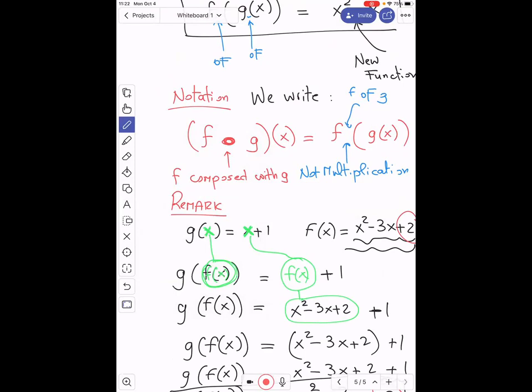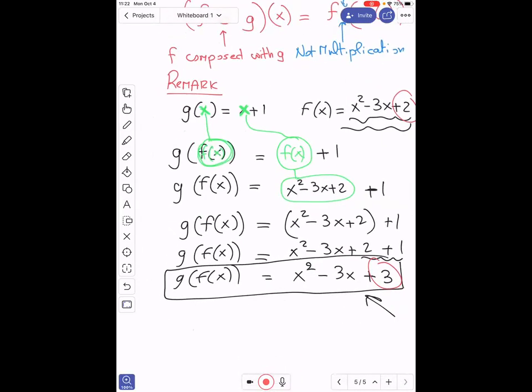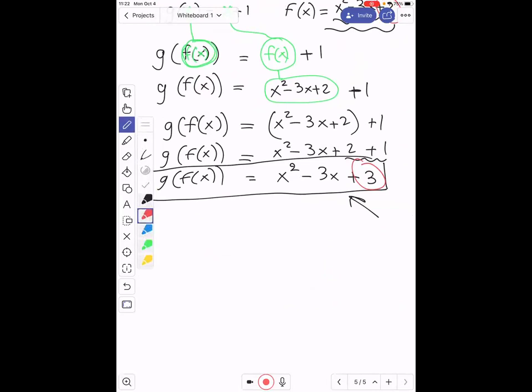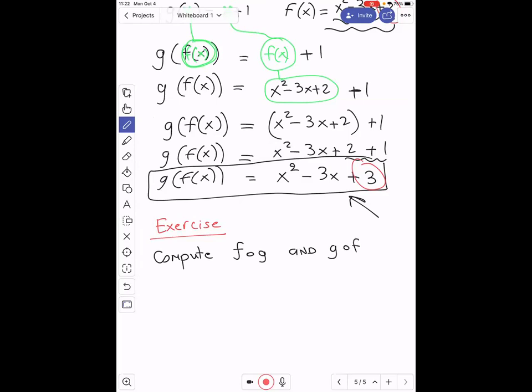So let me do one more example. Or, well, I can probably give you an exercise. So please try to compute f of g of x, and g of f of x.